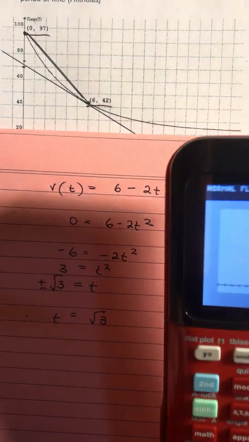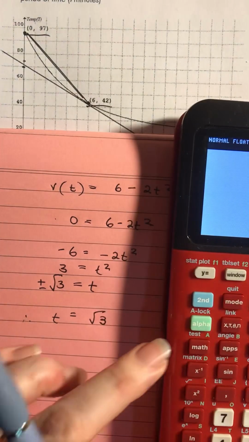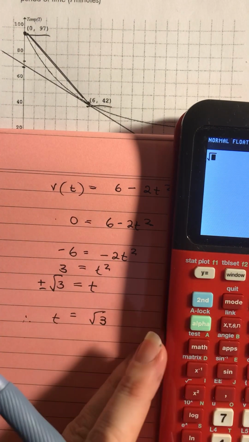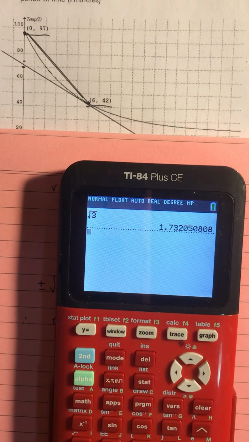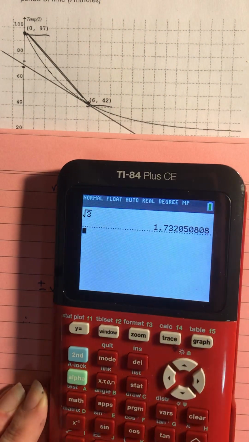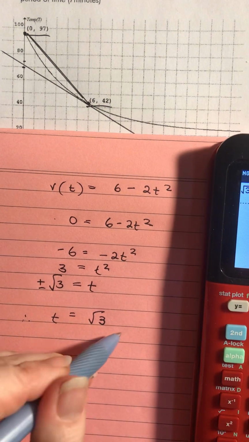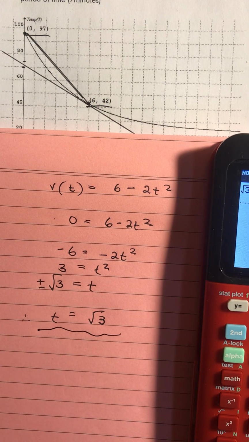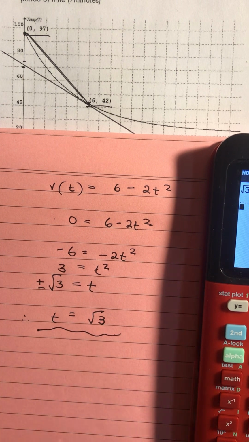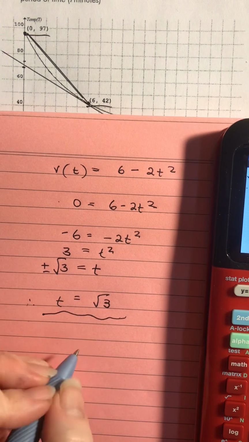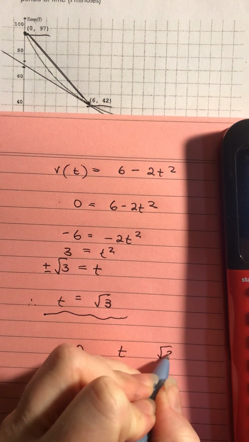Now, when I did that on my calculator, I got that 1.7. If I did the square root of 3 just on my calculator, you'll see that is that 1.73 that I got when I used my calculator to find that point where it, the 0 on the graph. So we know that that is where it is going to stop being positive and start being negative, where it's cutting that x-axis. So I know that it is going to be between 0 and root 3.